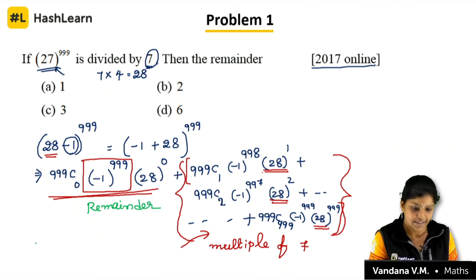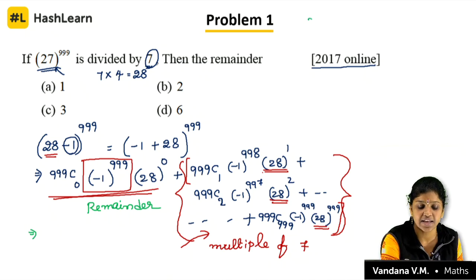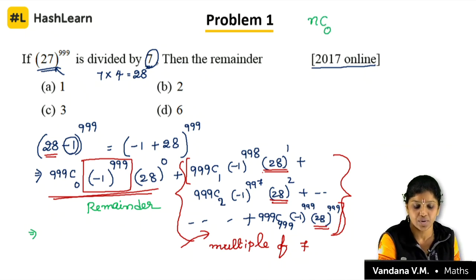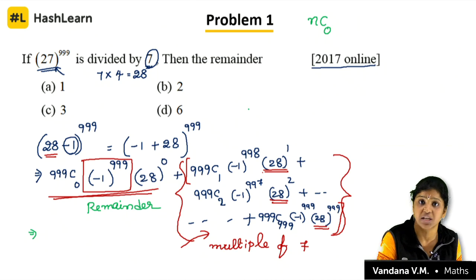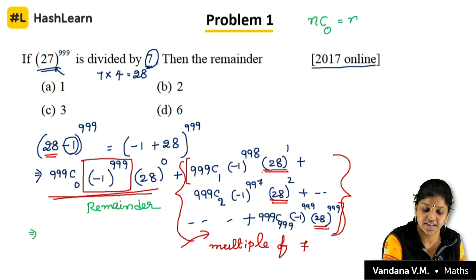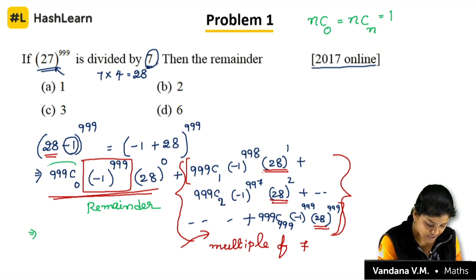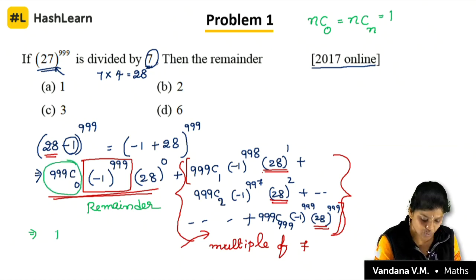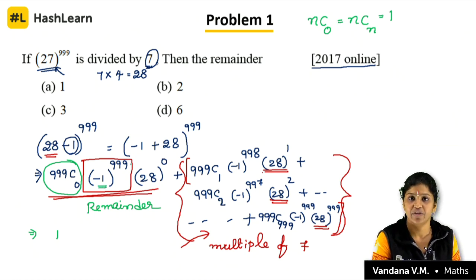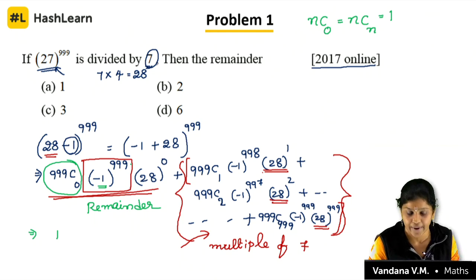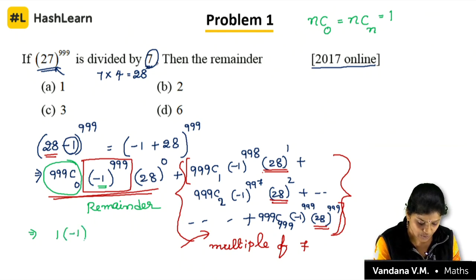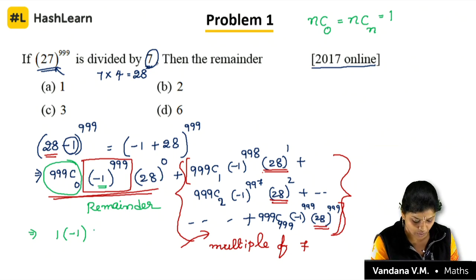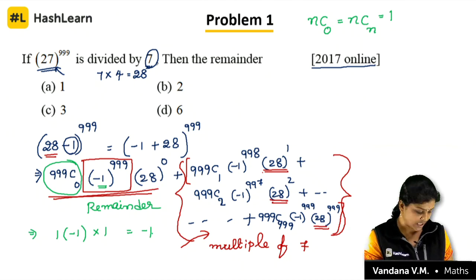Clear, children? Yes. Now, I told you NC0, so many times I told you, whatever, 1000C0 also, it is 1 only. NC0 and NCN, both are 1 only. So, this 999C0 is 1. Minus 1 whole power odd number: if you multiply minus 1 an odd number of times, you will get minus 1. 28 whole power 0 is 1. So, what is the remainder, children? Yes, minus 1 is the remainder.